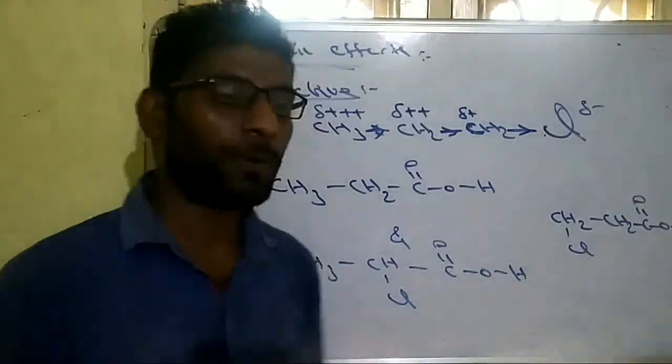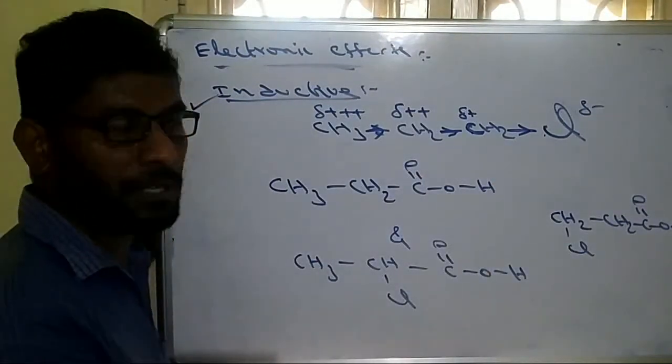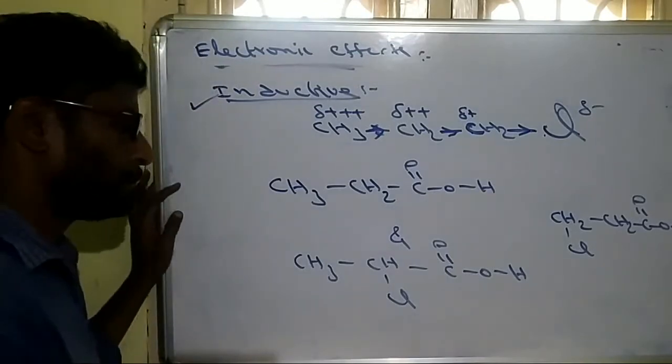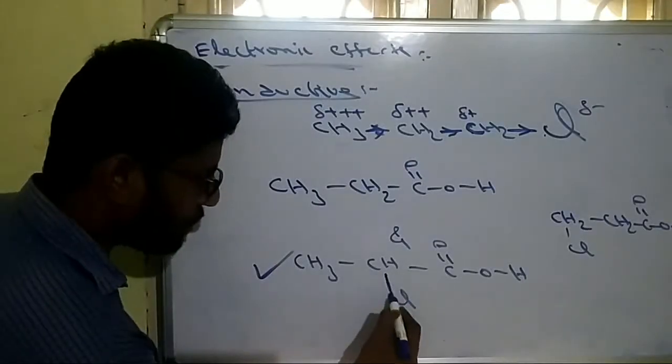This is the 3-chloropropanoic acid. Now see this. Among these carboxylic acids, which is most acidic and which is less acidic, they will ask. That is important. Among these three, this will be the most acidic. Why? Because on the second carbon it is attached to chlorine.